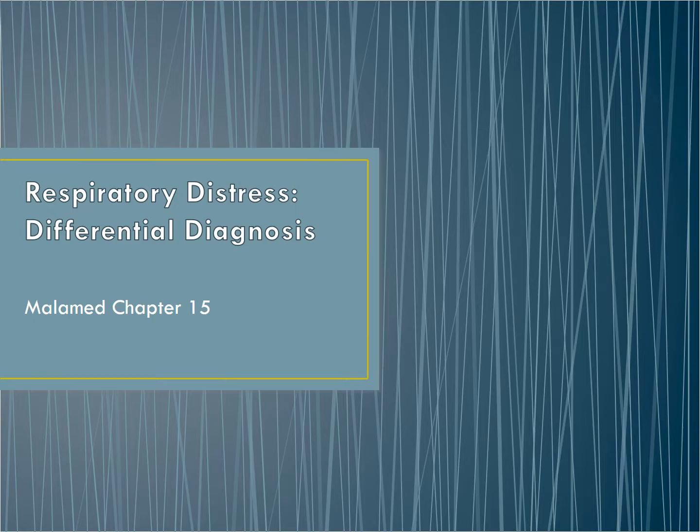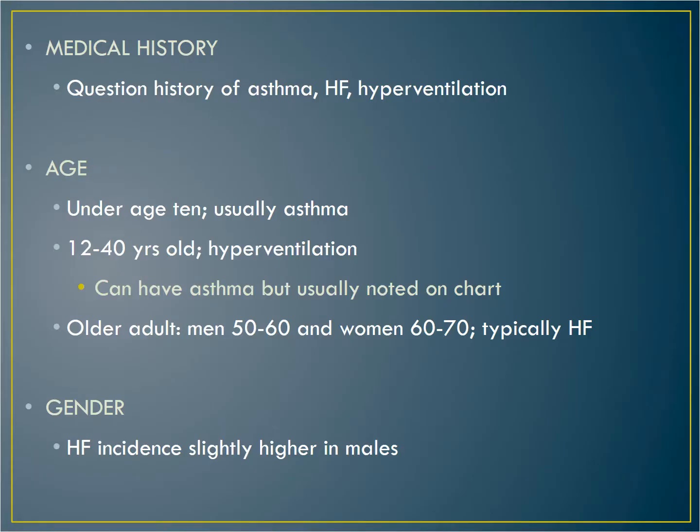Respiratory distress, differential diagnosis. Question, all those follow-up questions on the medical history, right? And then we're looking at age. Are they under the age of 10? Usually it's asthma. 12 to 40, especially if it's men, you're going to look at hyperventilation. And then older men, 50 to 60, and women 60 to 70, typically it's going to be heart failure.